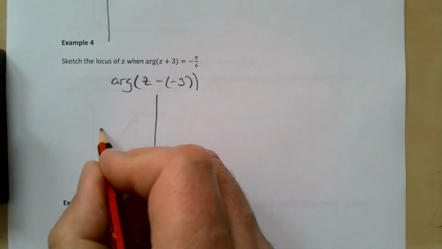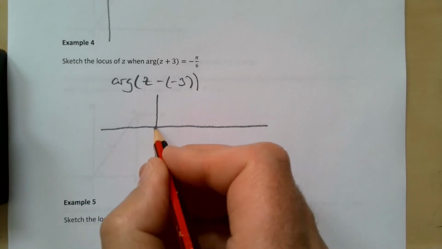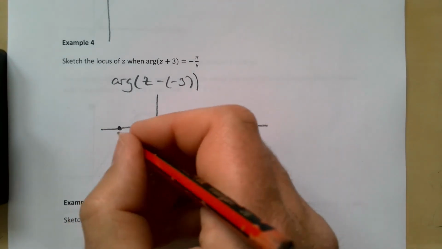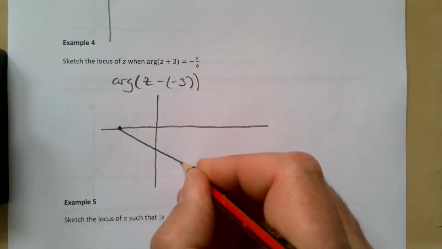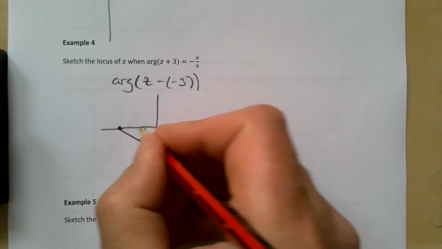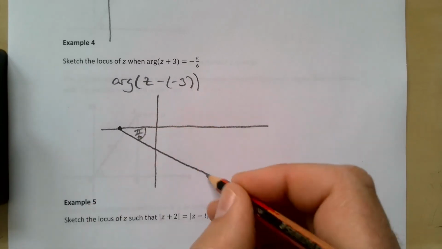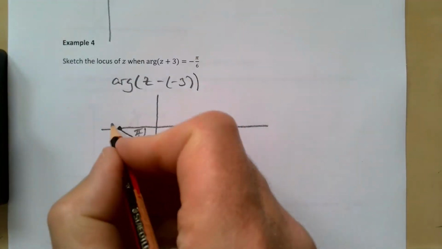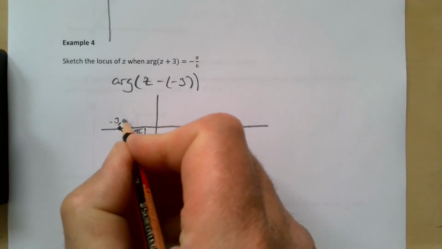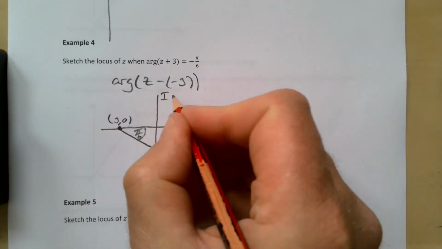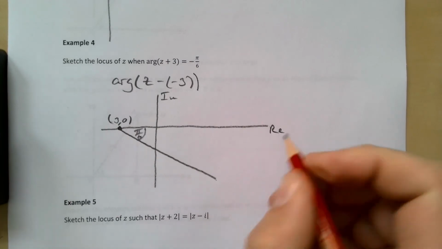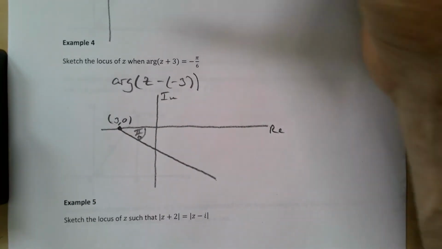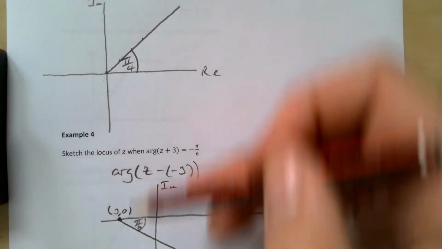So let's draw this in. Minus 3, 0, and then minus pi over 6, it's going to go down then like that, where that angle then is pi over 6. Again, it's just a half line, so it goes this way here, but it doesn't go this way here, and that's the point then minus 3, 0. That's your imaginary axis, and that's your real axis. That's what we're looking at from that one. Okay, so that's that one and that one.